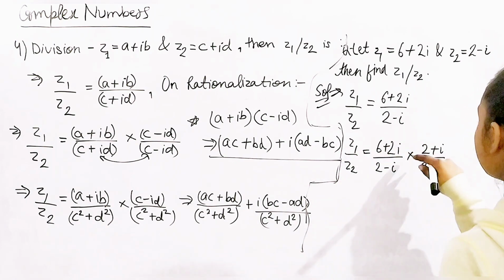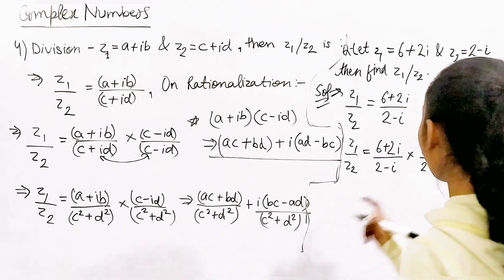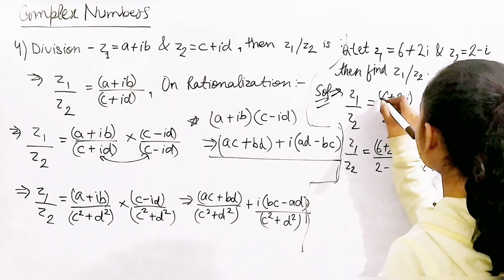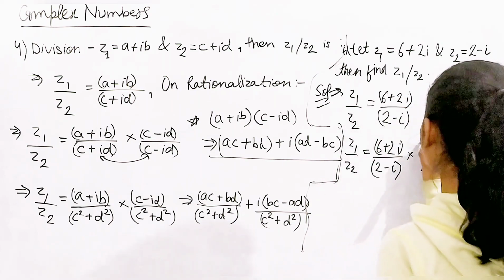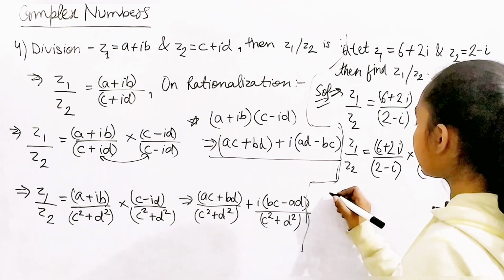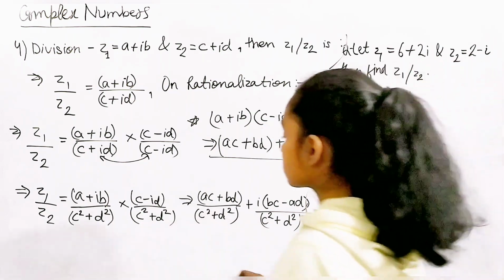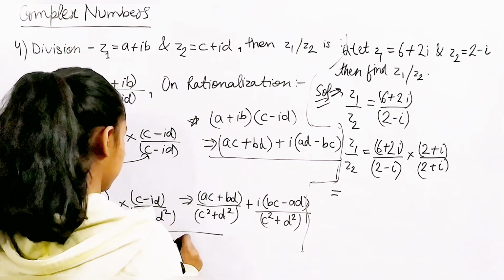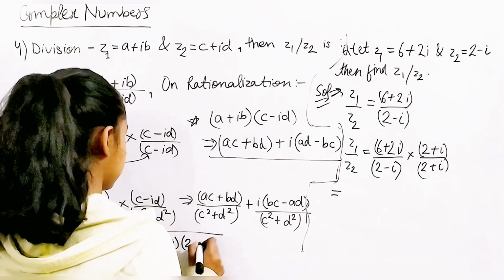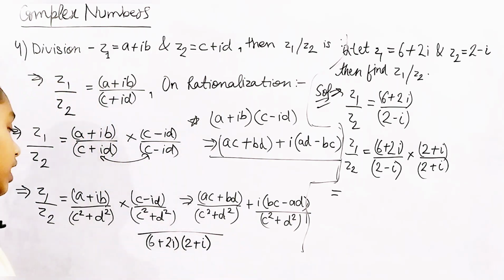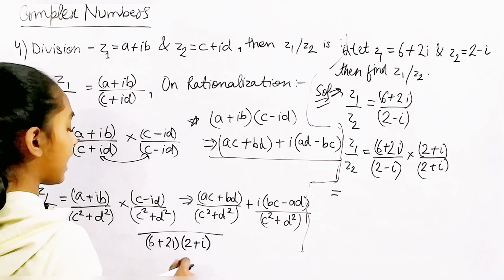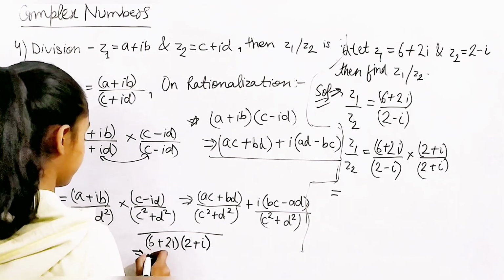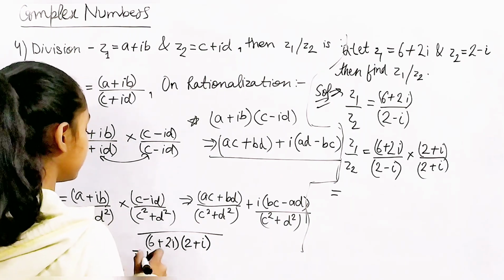So 6 plus 2 iota into 2 plus iota. Let's do it right here, and I'll put them in brackets. That would be better for us to solve it quickly. So the multiplication, I'll do it here. 6 plus 2 iota into 2 plus iota. So what we have here is 6 into 2, which is 12.